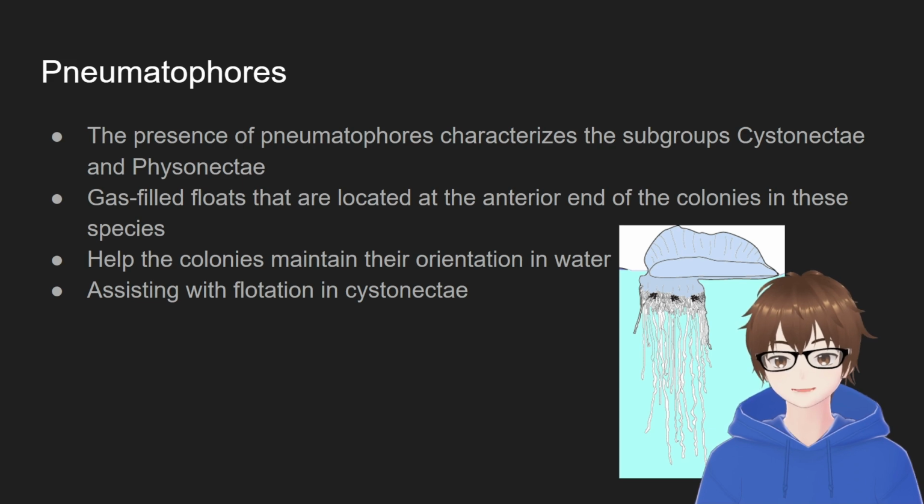The presence of the Pneumatophore characterizes the subgroup Cystonectae and Physonectae, and they are gas-filled floats that are located at the anterior end of the colonies in these species, and it helps the colonies maintain their orientation in water. It also assists in the flotation of the species. So pretty easy to understand. It's like a balloon.